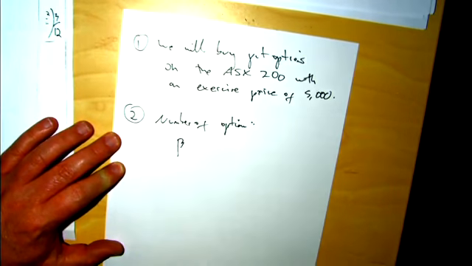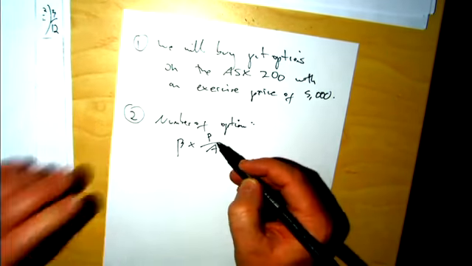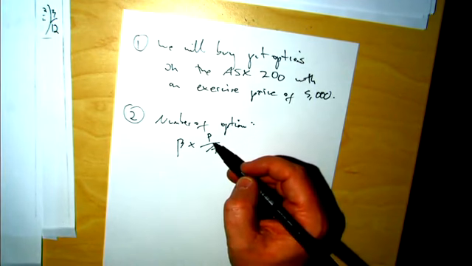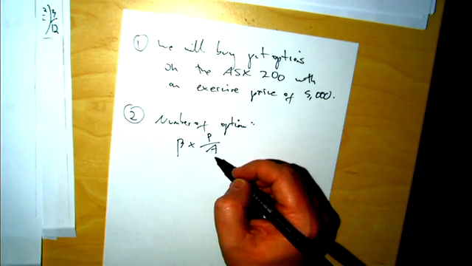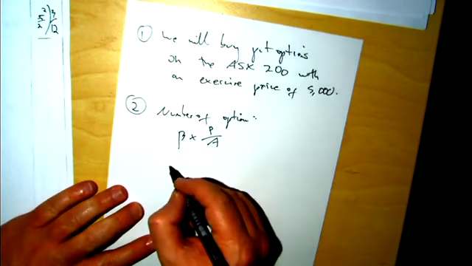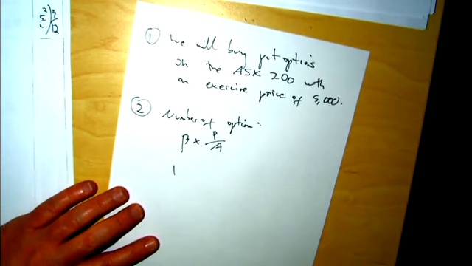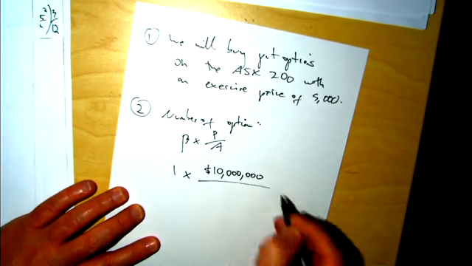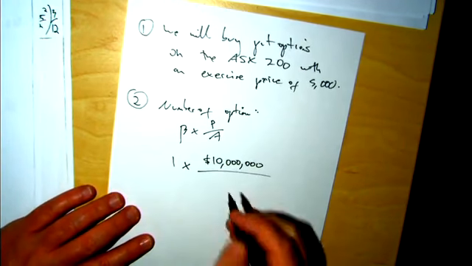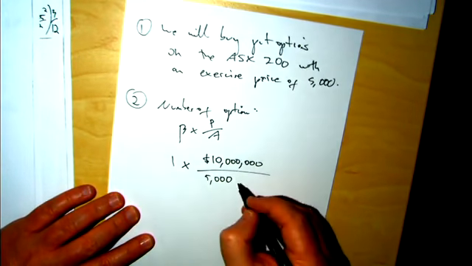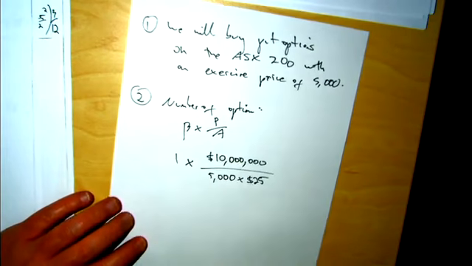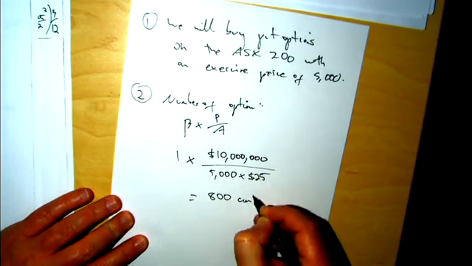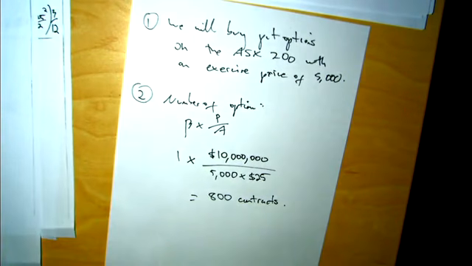Well, the formula for that is beta multiplied by P on A. Remember, P is the value of your portfolio, in this case $100 million, and A is the value that one contract hedges. So in this case, beta is just 1. It exactly mimics the ASX 200. The value of your portfolio is $100 million, and the value that one option contract hedges is 5,000 points times $25 per point. So you need 800 contracts. Okay, so you're going to be long in 800 put option contracts on the ASX 200.